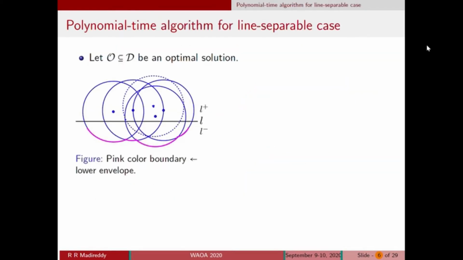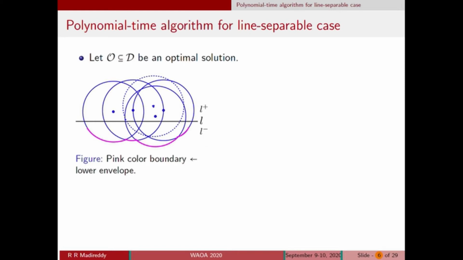Let us start with the polynomial time algorithm for the line separable case. Let O, a subset of D, be an optimal solution for the given instance of the problem. First, we define the term lower envelope. The lower envelope of a set of disks is defined as the union of the boundaries in the region L minus.